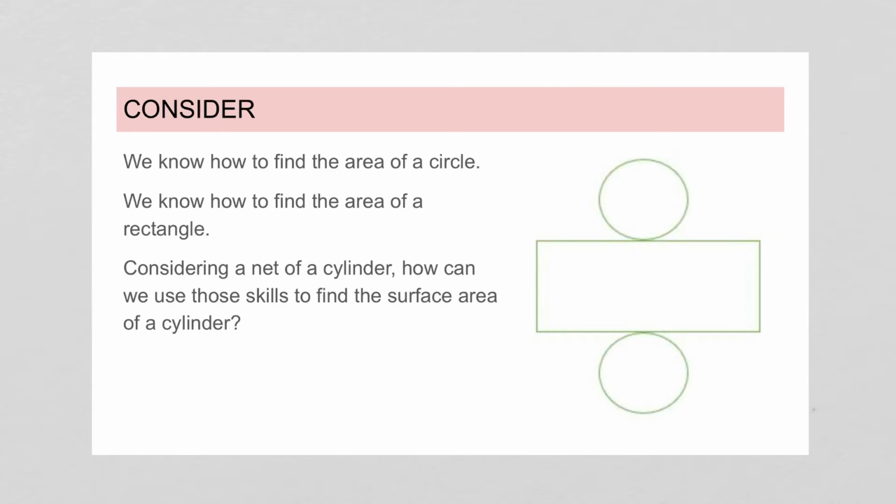So we know how to find the area of a circle. How did we say we did that? Well, we know that circumference is pi times diameter. Area is pi r squared. And we know that the area of a rectangle, back from elementary school, was just length times width, or one side times the other side. So if we're going to consider how to find the net of a cylinder, the top part and the bottom part and the whole middle, how can we use those two skills to find the surface area of a cylinder? I want you to take just a minute and consider that.